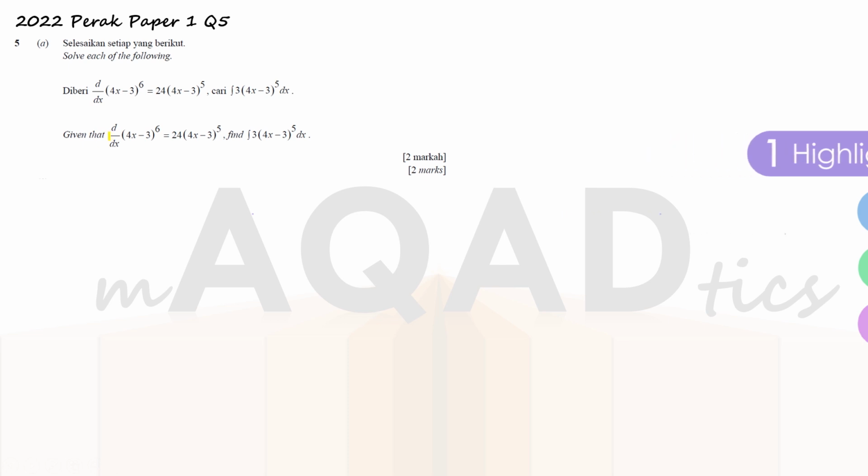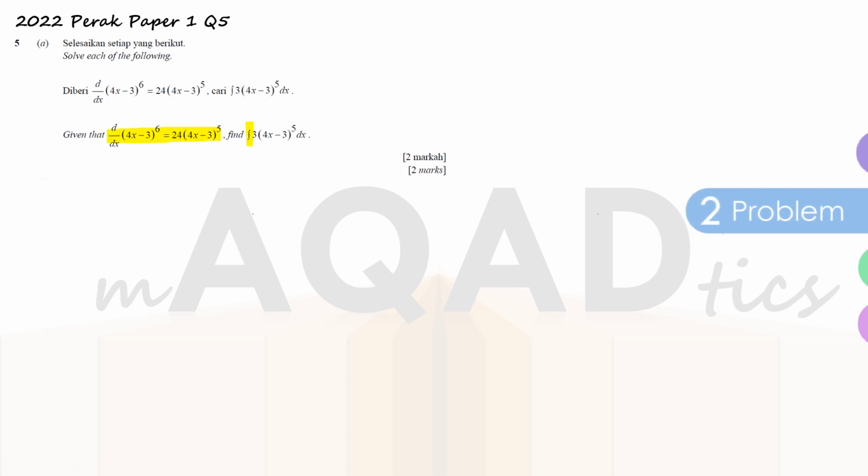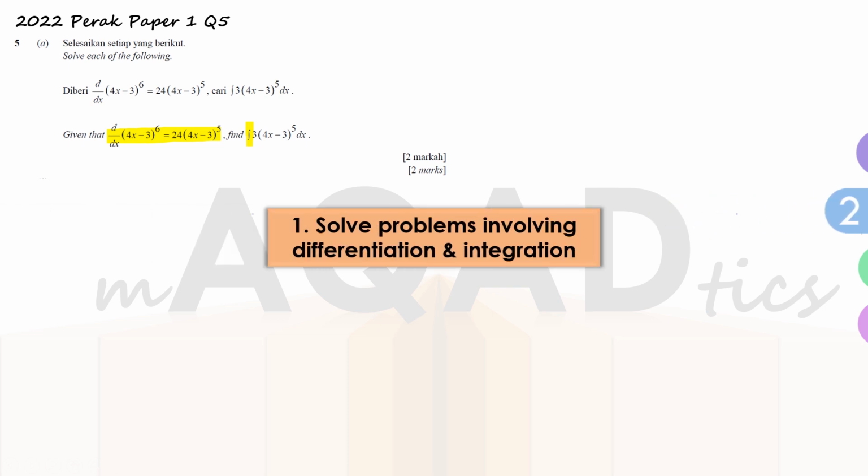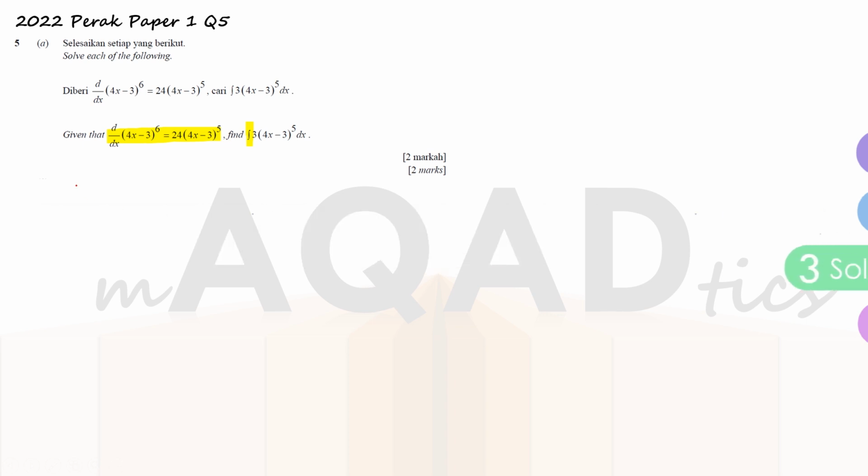Alright, so let's look at part A. Here we have a differential equation and there's an integral here. This is the aim of this video, which is how do we solve problems involving both differentiation and integration together. Let's understand what this equation means. But before that, let me remind you what dy over dx is. dy over dx means I differentiate y in terms of x.